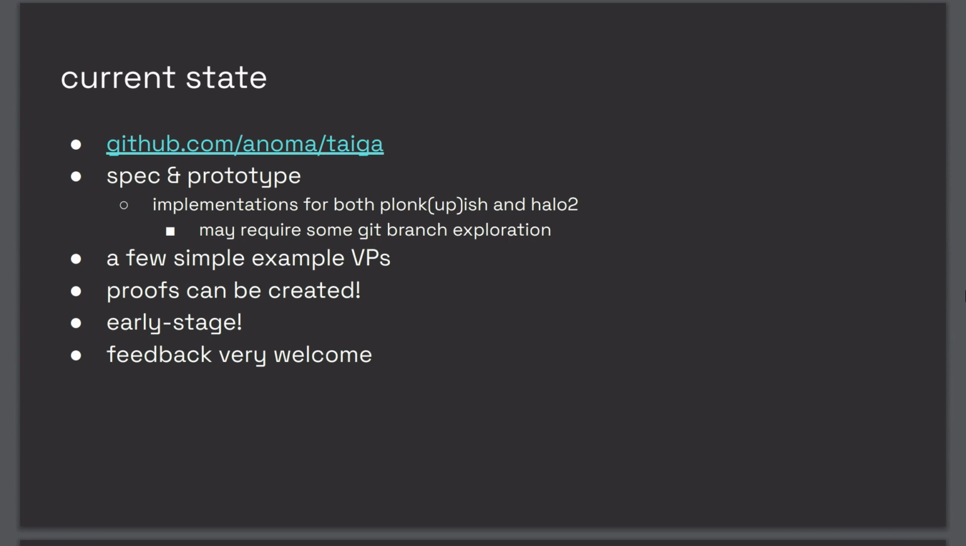You may need to explore some Git branches to find this, but we have implementations that we're trying to benchmark for both Plonk-ish, Plonks, there are many Plonks. It's difficult to describe exactly their differences these days, but we have ZK Garage's Plonk, which is like Plonk plus plookup plus some other extensions now. And we also have an implementation for Halo 2, so thank you, of course, ECC for Halo 2. You can find those. You can find a few simple example validity predicates, architecture diagrams, specifications, documentation. You can create proofs. It's still a bit slow, early stage, but feedback is very welcome.